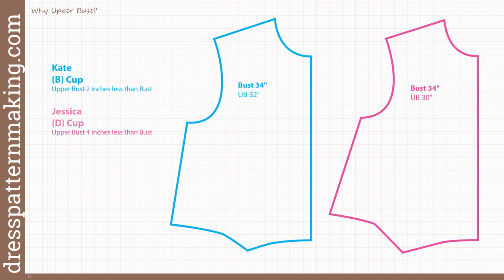So let's take an example. Kate and Jessica have the same bust measurement of 34 inches. Kate has a B cup, so her upper bust is 32 inches. Jessica has a D cup, so her upper bust is 30 inches. They would both end up with the blue block. If it's based just on their bust measurement, they would end up with the same block, and it would be the blue block. The pink block is what Jessica needs to get a good fit.